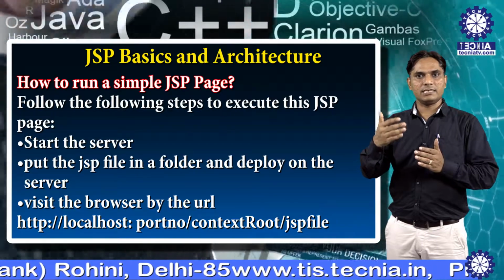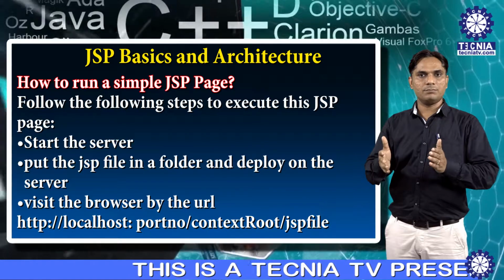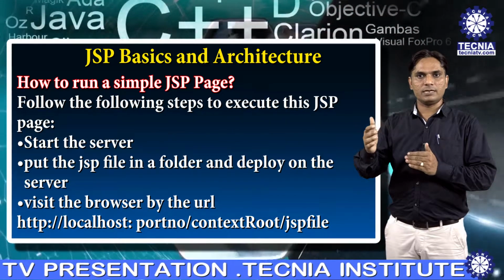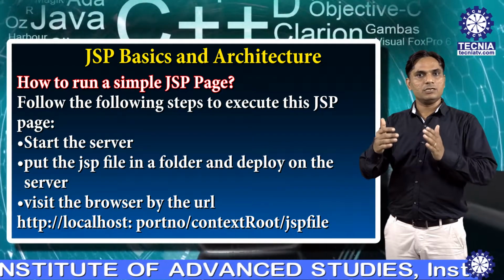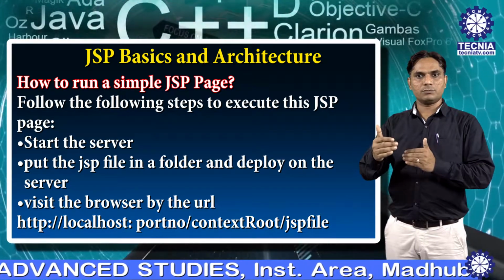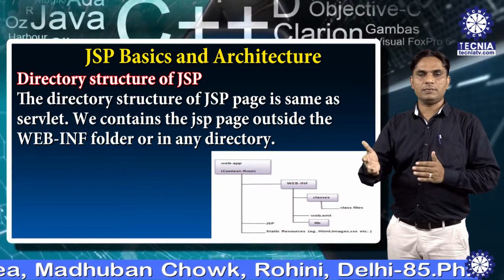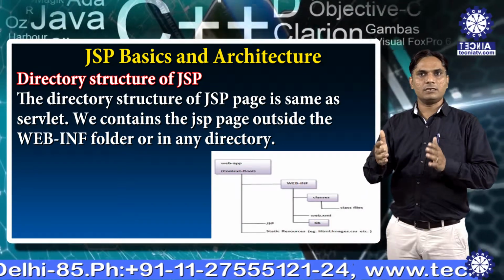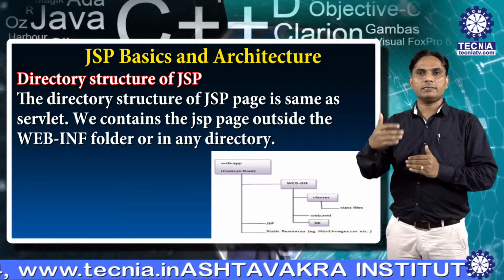How to run a simple JSP page? Follow these steps to execute this JSP page. Number 1, start the server. Number 2, put the JSP file in a folder and deploy it on the server. Number 3, visit the browser by the URL http://localhost:port/contextroot/jspfile. Directory structure of JSP. The directory structure of a JSP page is the same as Servlet. We can place the JSP page outside the WEB-INF folder or in a directory.